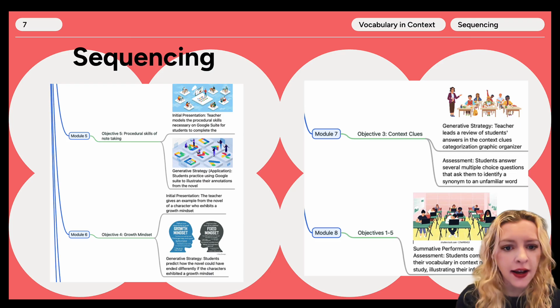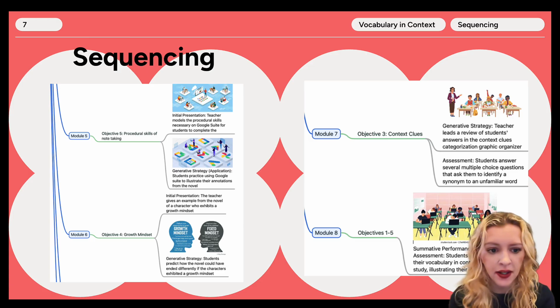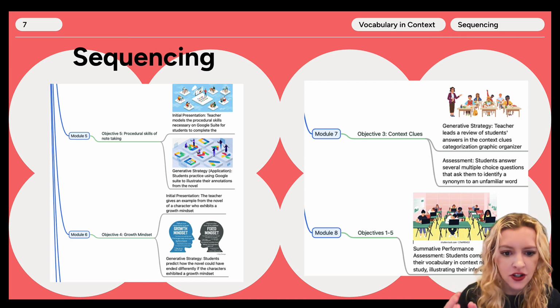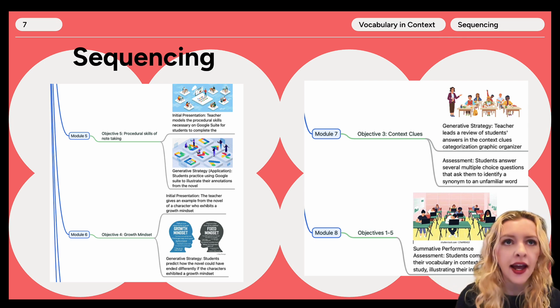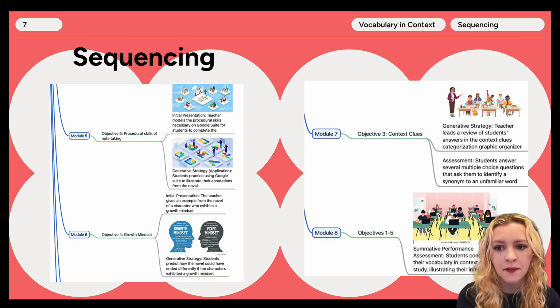And for module 5, we're going to start really diving into the procedural skills objective of note taking, of transitioning notes on paper and pencil into Google Suite to share their ideas. And of course, we'll tie that into a growth mindset as well, with just a quick, simple reflection on their novel and how things might go differently if characters have a growth mindset or don't have a growth mindset.